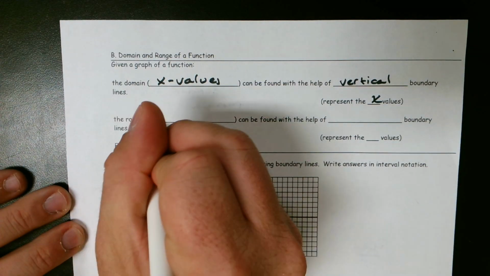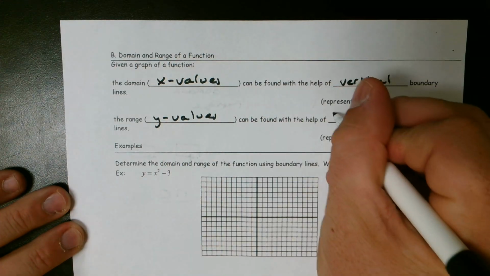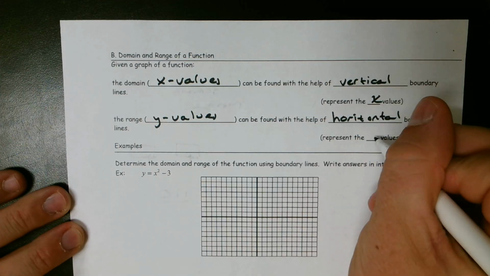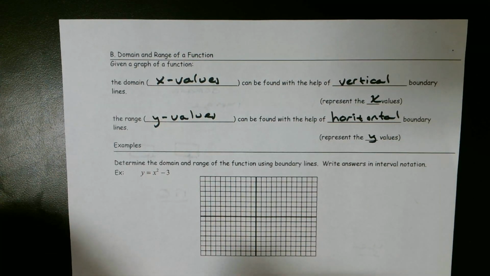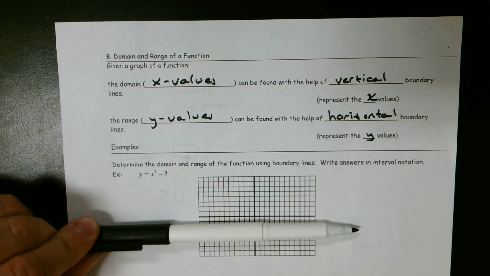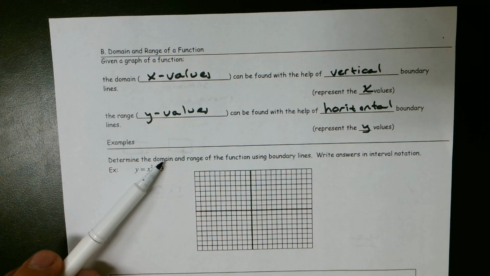The range, aka the y values, can be found with the help of a horizontal boundary line. Horizontal boundary line to represent the y values. And I'll do the same thing with my pen here so you can see on this blank graph all the y values. Okay, so we're being asked to determine the domain and the range of this function using boundary lines.